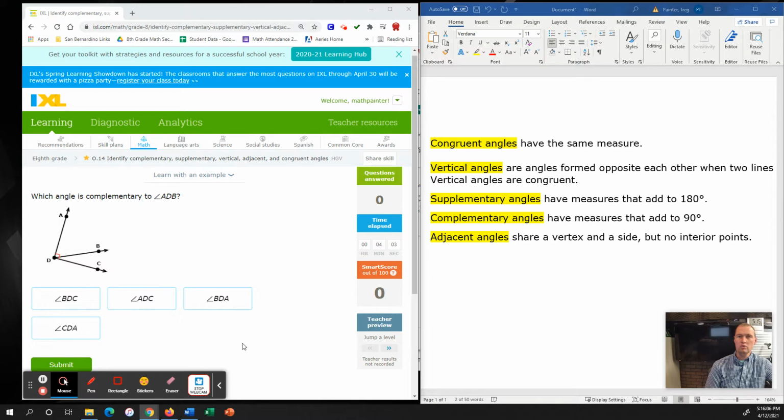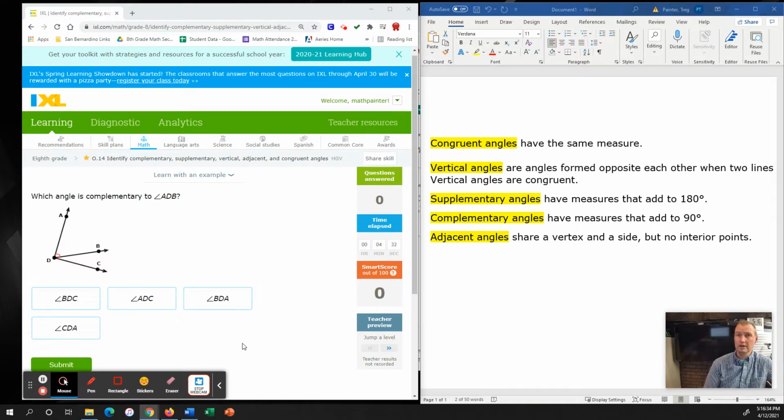Today we're working on O.14, identify complementary, supplementary, vertical, adjacent, and congruent angles. So it seemed like a mouthful right there. That is 5 definitions that we're going to need to know for today. However, once you get to know the 5 definitions, you're going to be pretty much smooth sailing for the rest of the IXL. So before we jump into it and get a bunch wrong and get frustrated, it's going to be important to understand what the 5 definitions are and how to apply them.